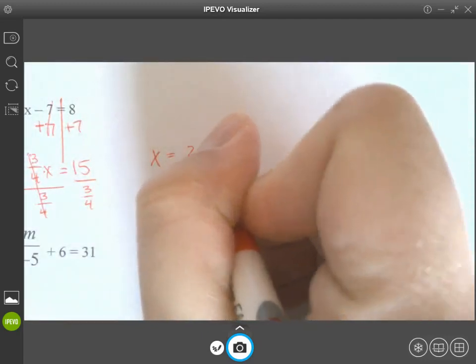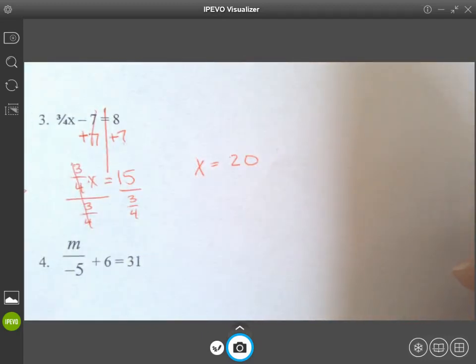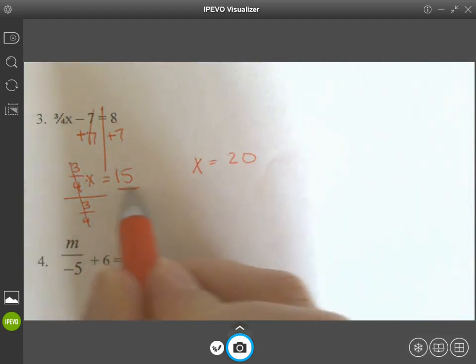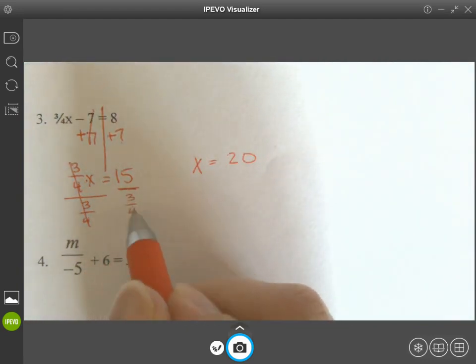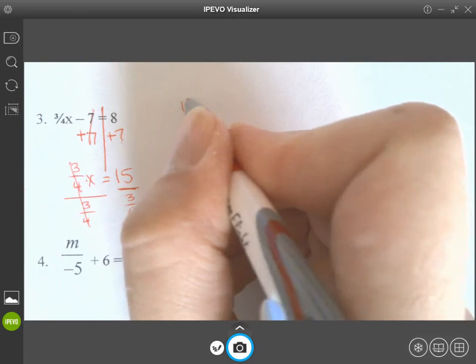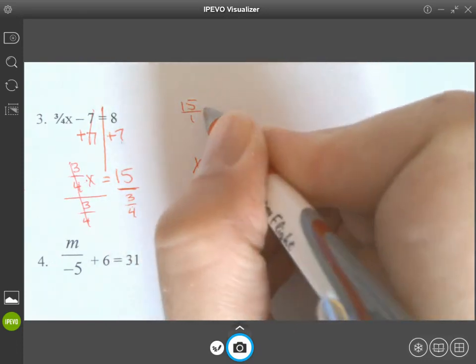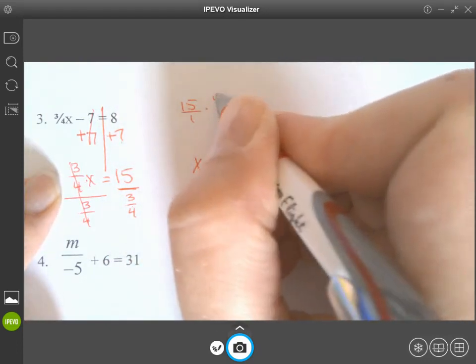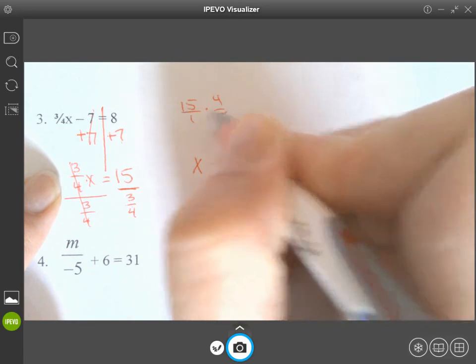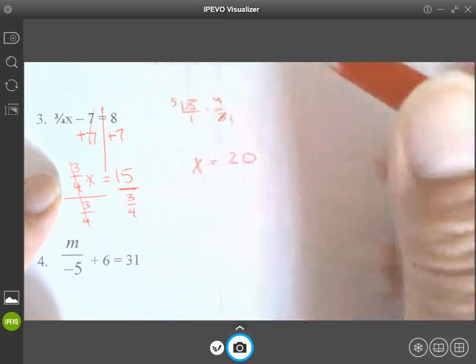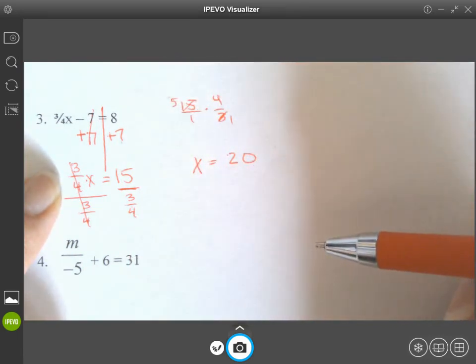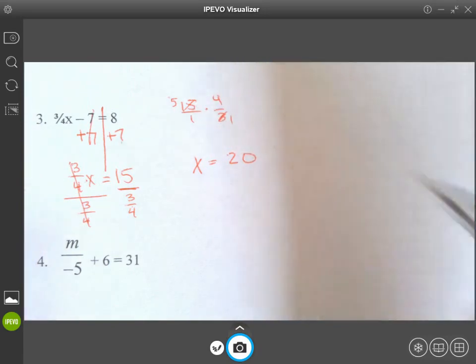Now, if you can take a minute and go back to your elementary school math skills, instead of dividing by a fraction, we should multiply by the reciprocal. So me personally, I would have looked at this as 15 over 1, and I would have multiplied by the reciprocal, which is 4/3, and then I would cross cancel, and there's my 5 times 4 is 20. So that's a little fraction work.